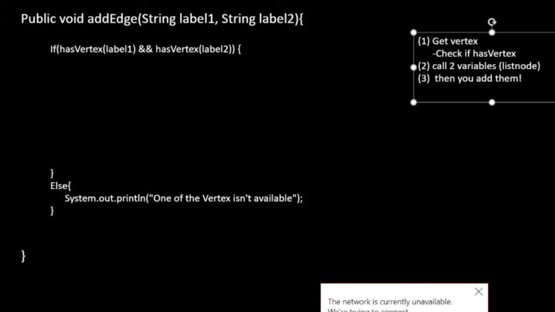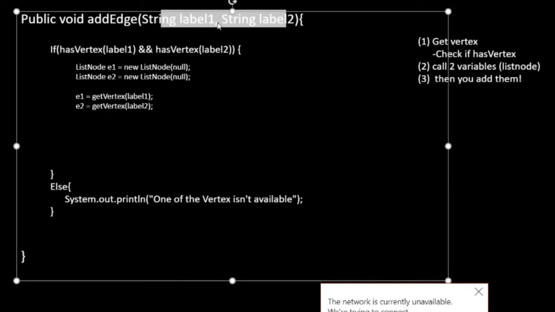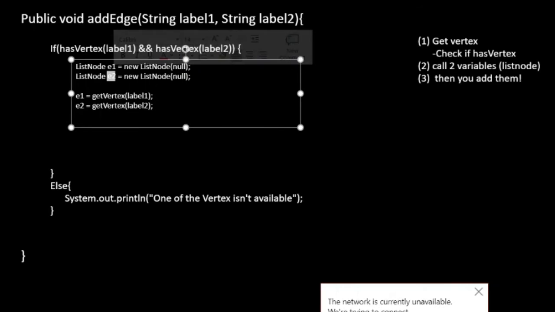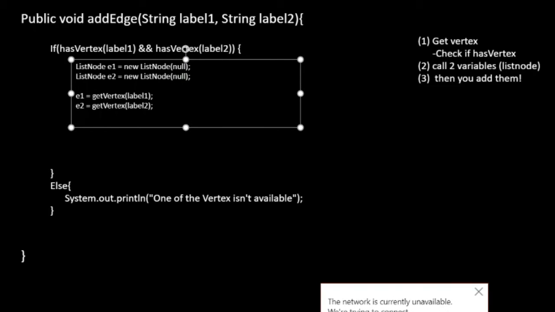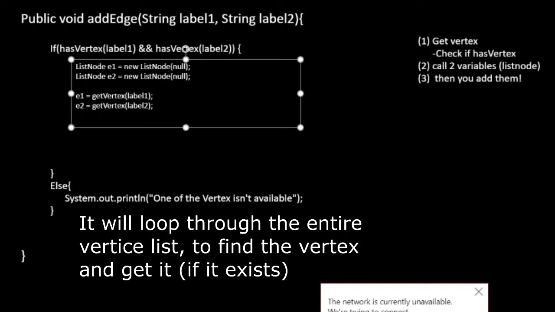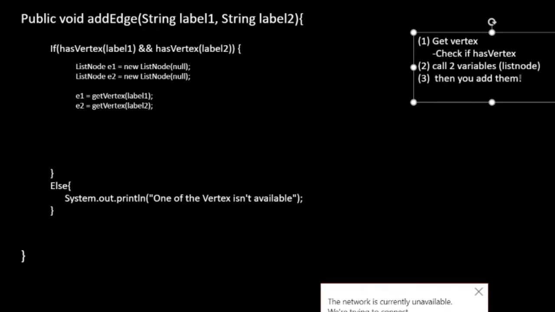After that, you call two variables, which is a list node, and then this is the code. Since you have two labels, you need two list nodes, list node E1 and E2, basically edge 1 and edge 2. For each edge, you have to call a get vertex, which means it will go through the linked list and find the list node with a string with this name. After it finds it, it puts it in this list node. And then after you have this list node, you connect these edges basically.